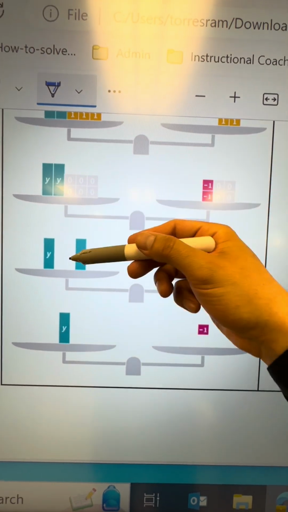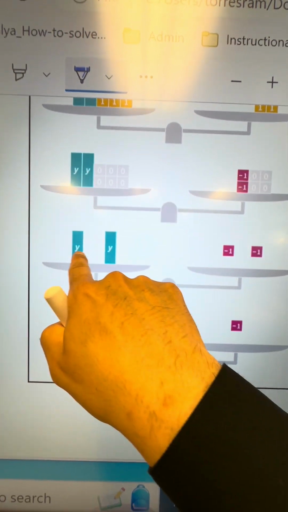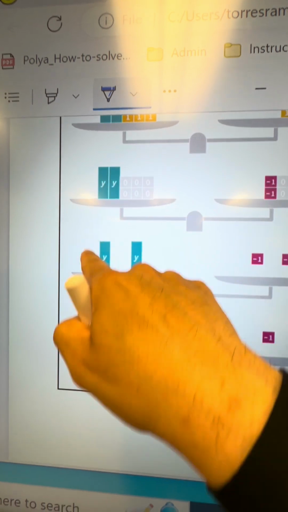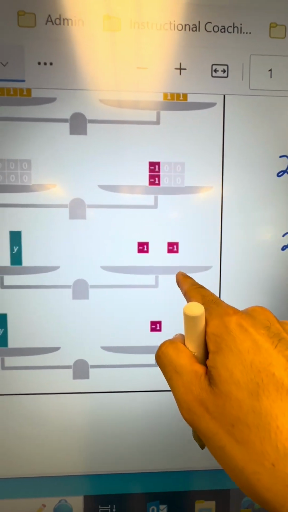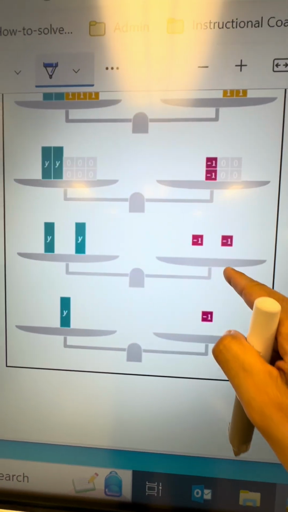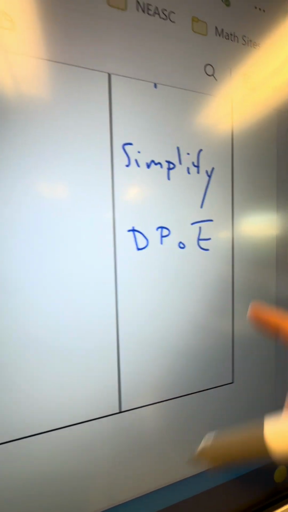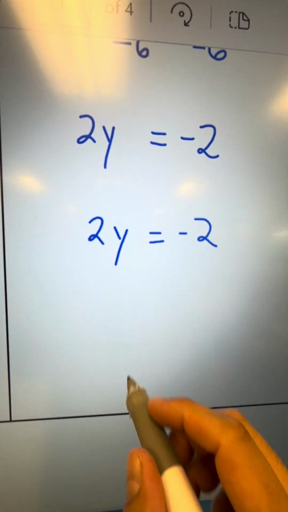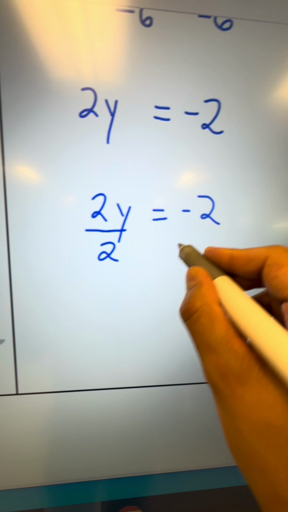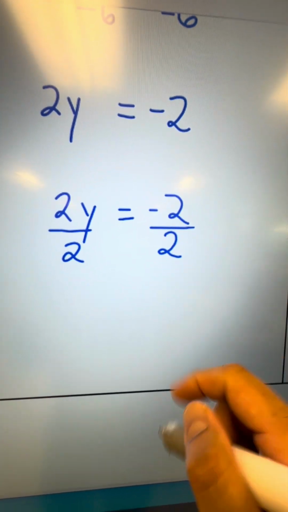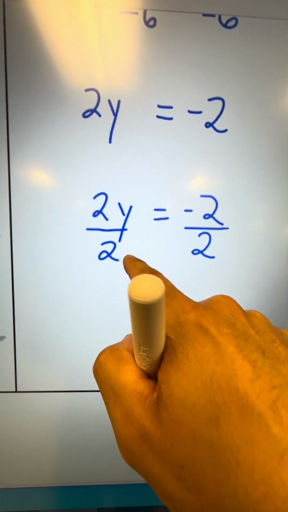Then from this step to the next step, you can see here, we still have 2 y's, we still have 2 negatives, except that they split it up into groups. So these were split up, and when we split them up, we end up doing what we call the division property of equality. So the way I show this algebraically is I'm going to divide this side into 2 groups, divide this side into 2 groups. Notice we're not dividing by 2y, because all we're showing is that we're dividing it into 2 groups.